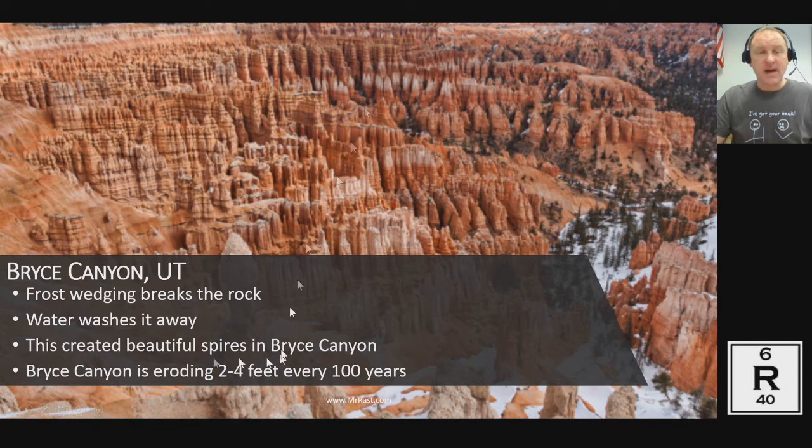These spires start to form, and it's really, really cool looking, a beautiful sight there in Bryce Canyon. Bryce Canyon is still eroding rather quickly. It's eroding about 2 to 4 feet every 100 years, which means that we're watching this happen right before our eyes, and when it's finally all said and done, all these beautiful spires will eventually be gone.